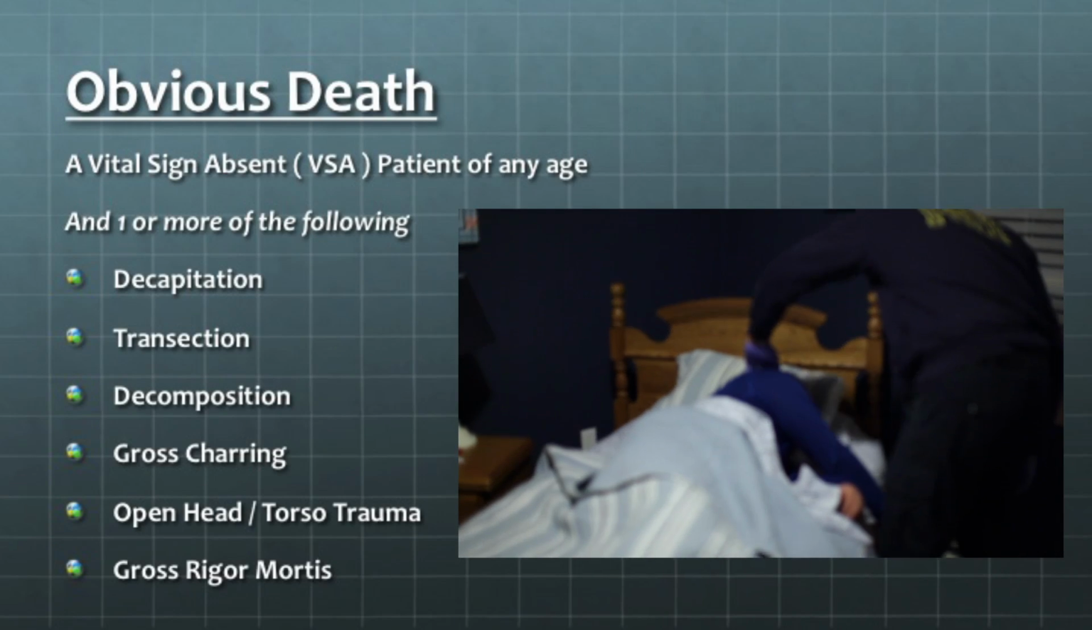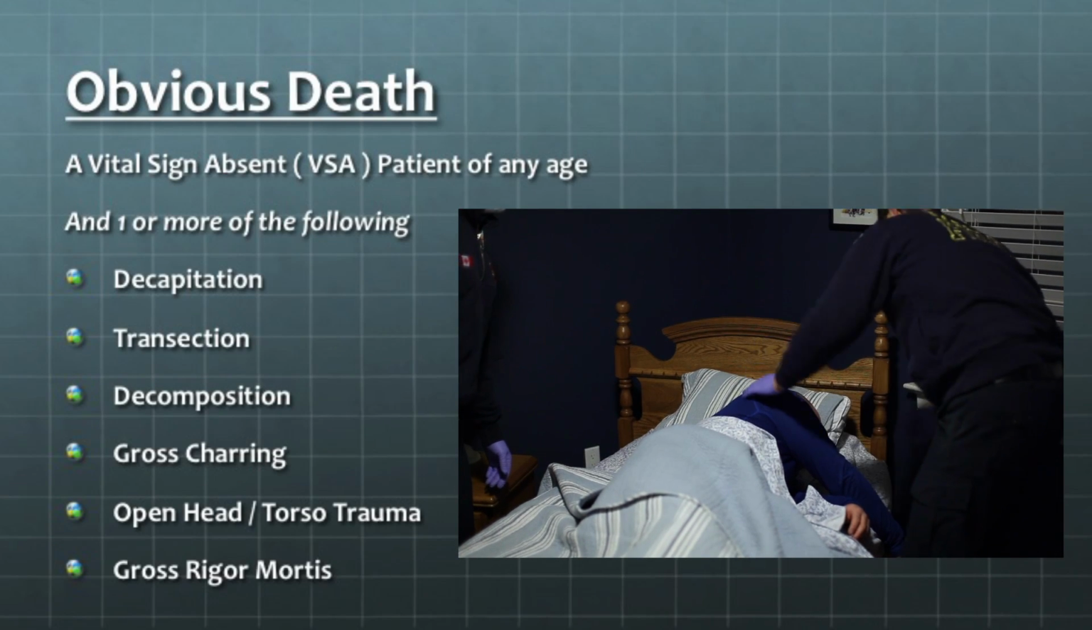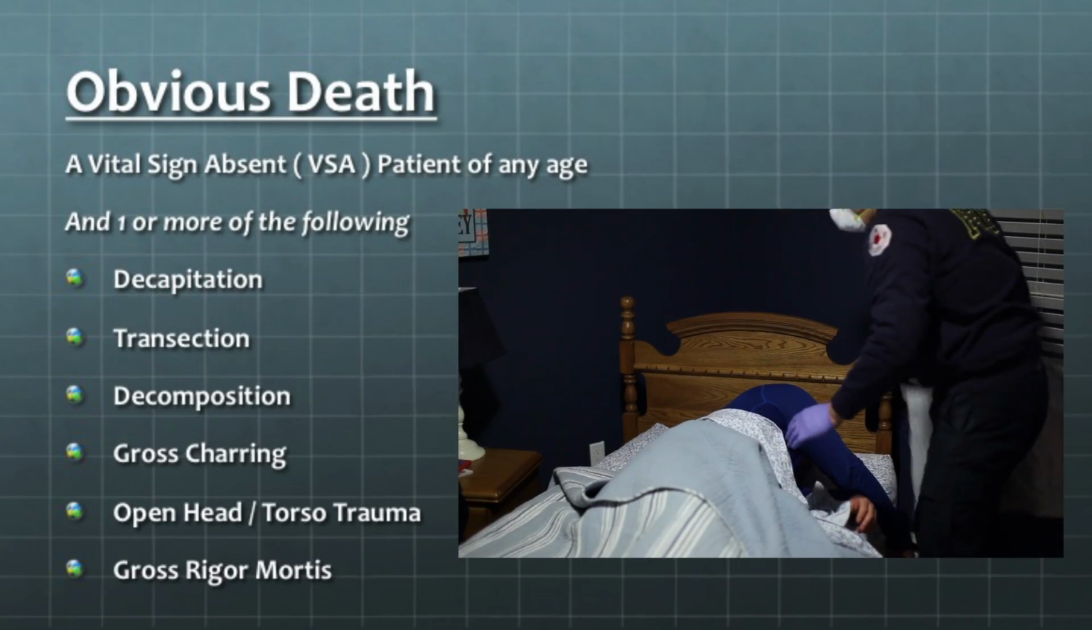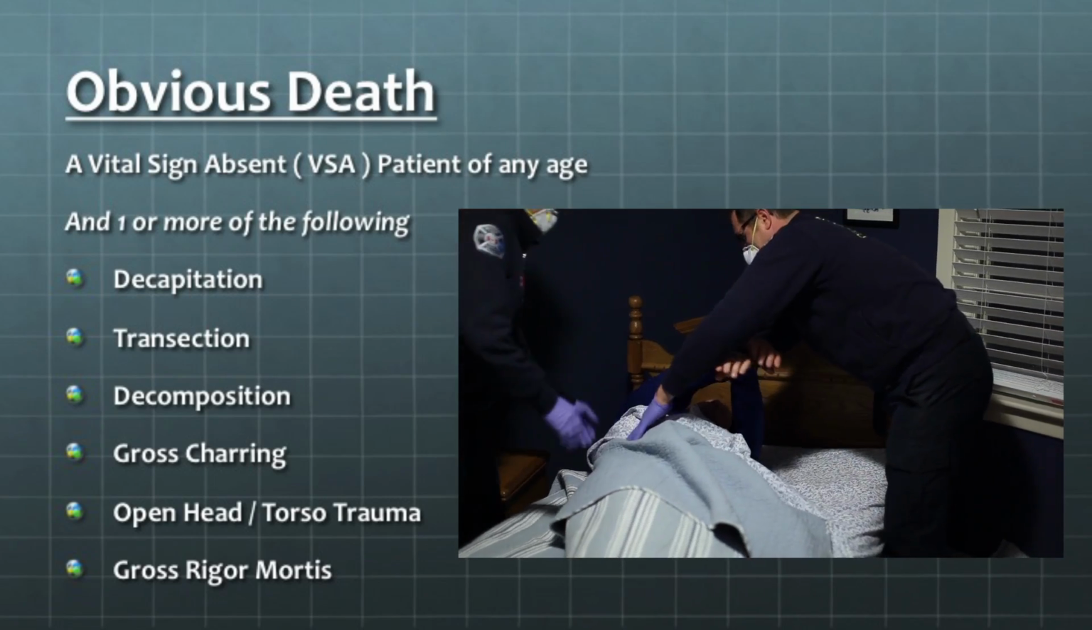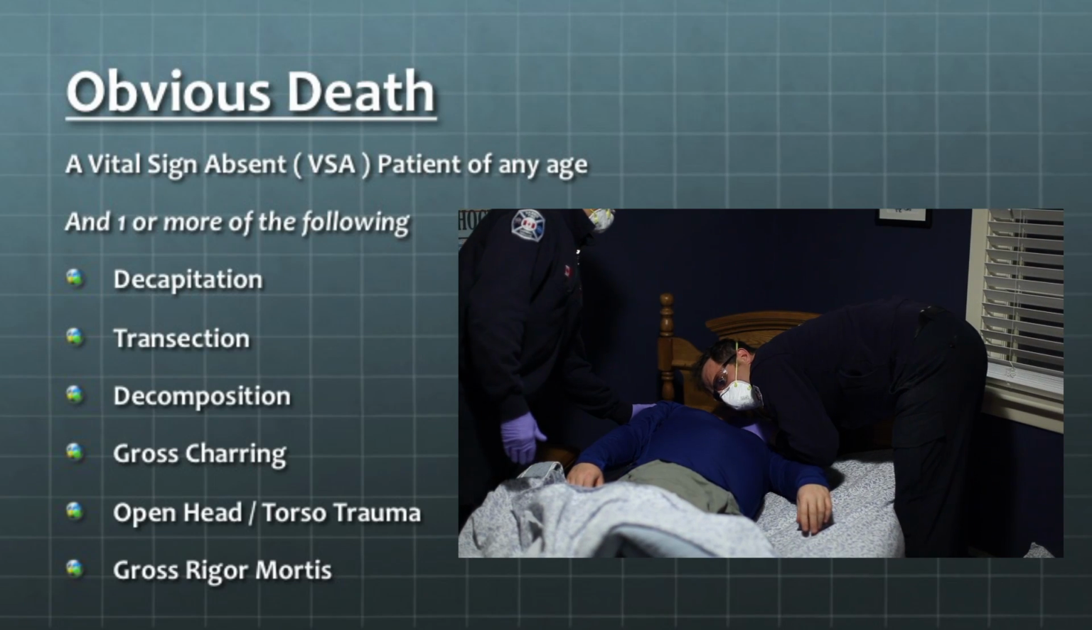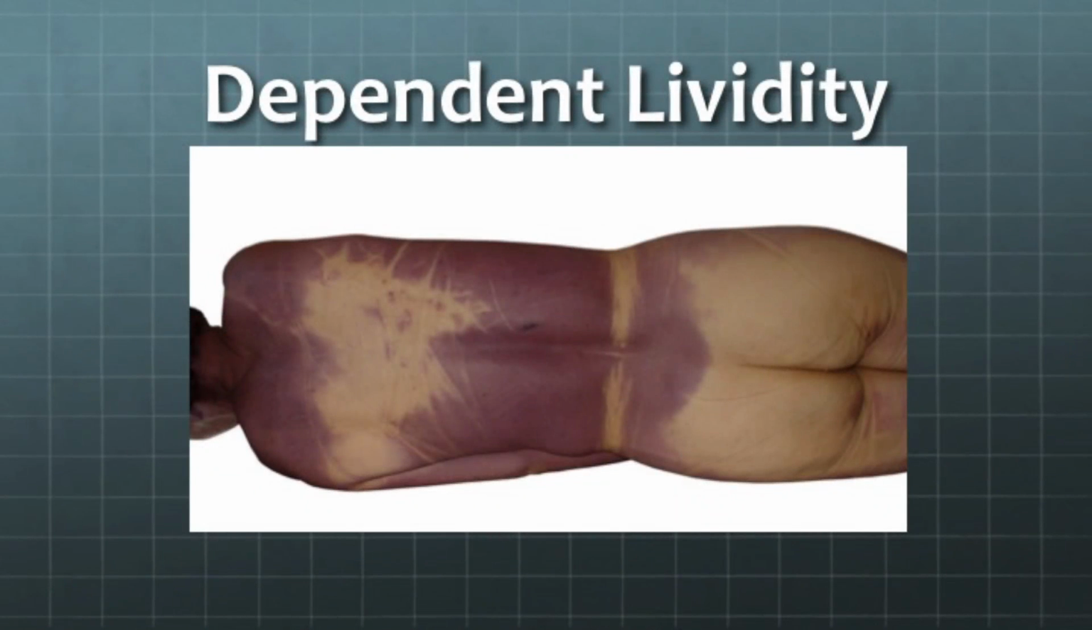Obvious death. A vital sign absent patient of any age and one or more of the following: decapitation, transection, decomposition, gross charring, open head or torso trauma, rigor mortis. Another common sign is lividity. If the patient is found vital signs absent, after your initial ABC check or your initial CAB check, assess the patient and look for obvious signs of death.